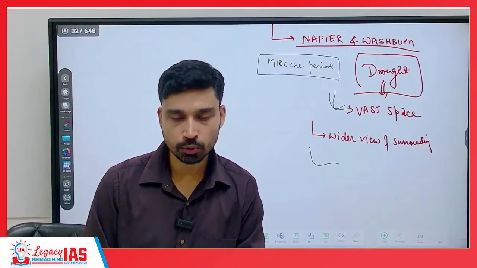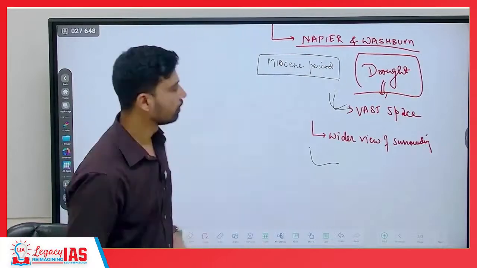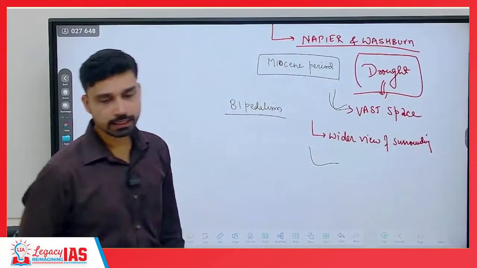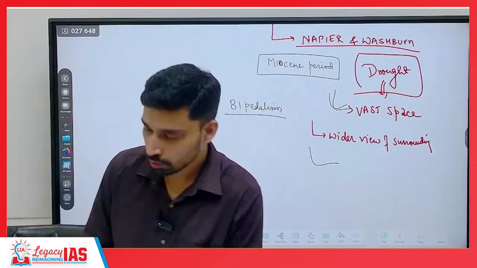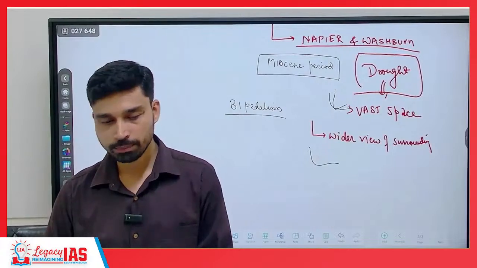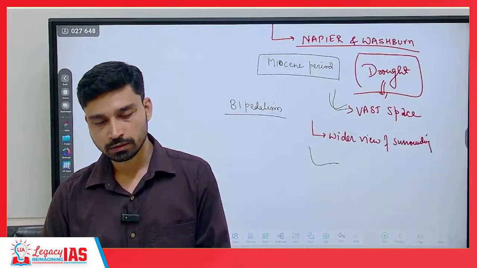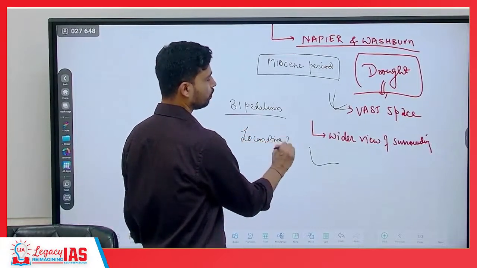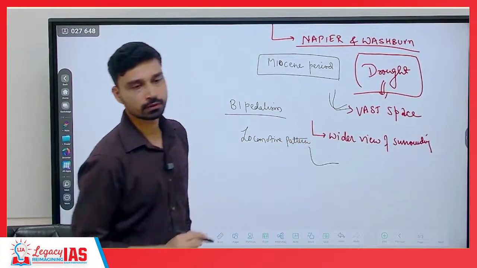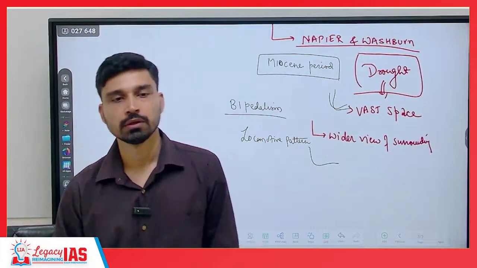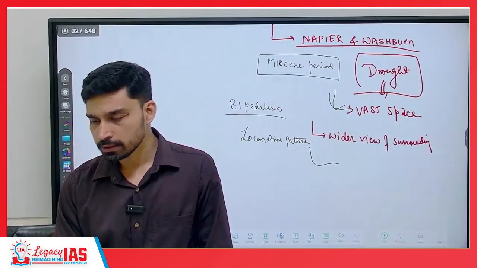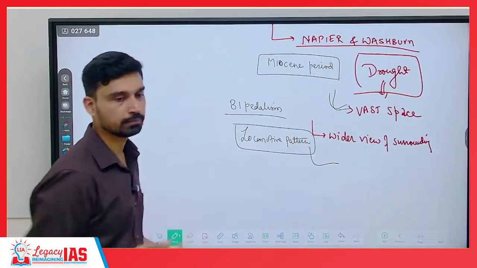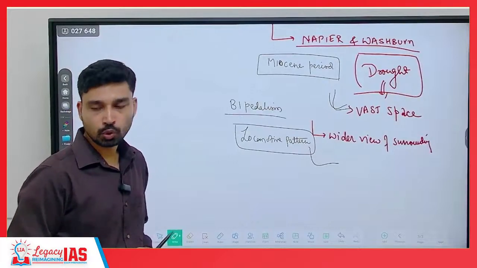Then last concluding one, due to these factors, bipedalism evolved as a locomotive pattern, as it requires lesser energy than quadrupedalism.